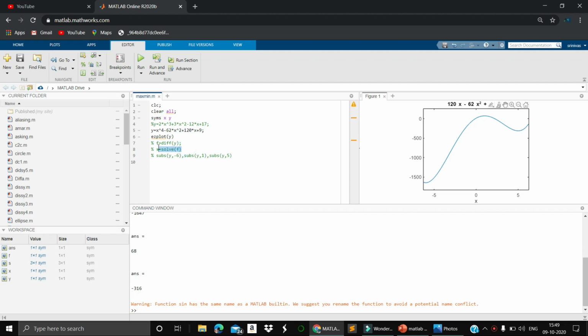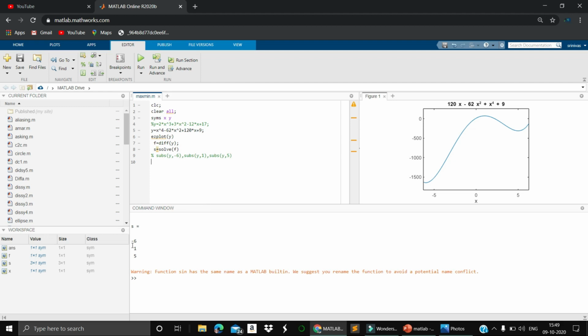So how do we get the roots using the solve function, we will see. Now I am uncommenting this section. When I uncomment this function, I am executing this one. So I will get the values 5, minus 1 and 6. You can observe that 5, 1, minus 6 are the roots of the first differentiation equation.